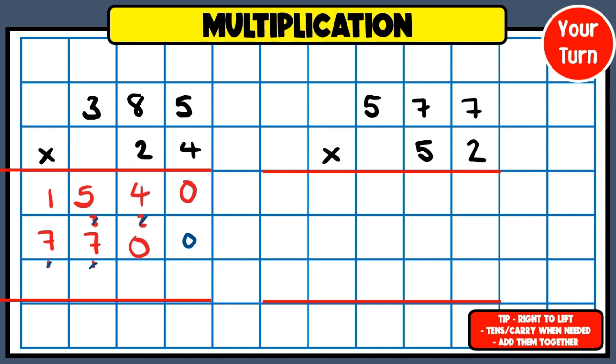Okay, 0 add 0 is 0. 4 add 0 is 4. 5 add 7 is 12. 1 add 7 is 8. Not to forget what we've got there, the 1. Makes a total of 9.